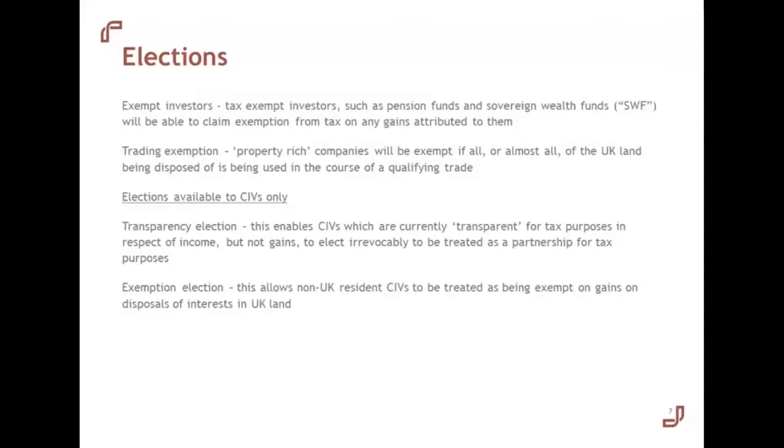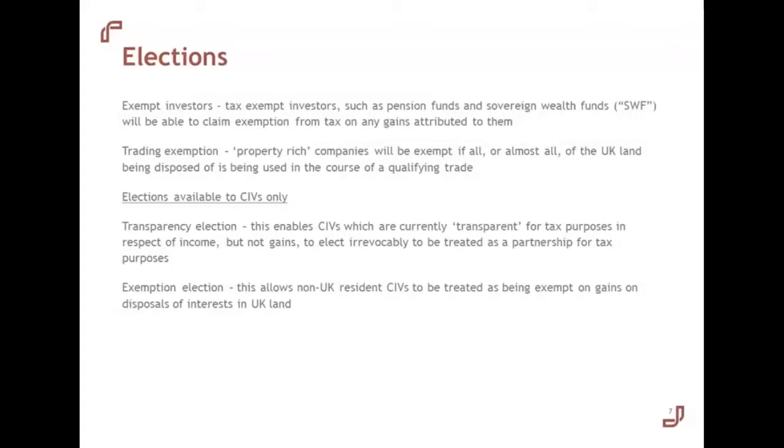There are two elections for CIV investors. They are the transparency election and the exemption election. I'll briefly cover these, but you will need to go into a lot more detail, and it's also worth noting that they have quite a lot of admin around them, so you've really got to make sure that you are electing into these, you understand what is involved, and that you're electing into the right one, so that you don't get caught by any of the requirements that HMRC are requiring you to follow.